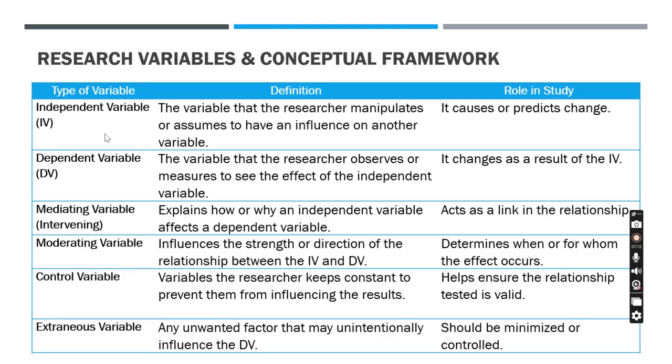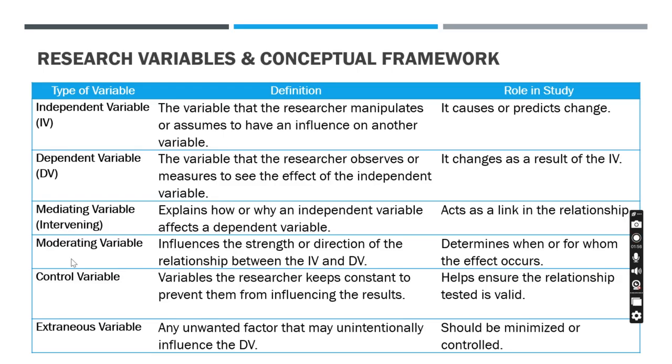When we talk about the independent variable, this is the variable that we want to manipulate or edit its value, or we assume that it has influence on the dependent variable. So the independent variable has influence on the dependent variable. If you compare cause and effect, the cause is the independent variable and the effect is the dependent variable. So the independent variable affects the dependent variable, leading to either increasing or decreasing its value.